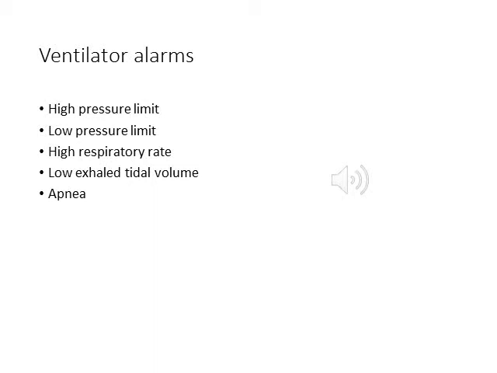Low exhaled tidal volume. This alarm is set to assure adequate alveolar ventilation is maintained. So if this alarm goes off, causes include air leaks, decreased lung compliance, increased pressure alarm trigger is going off, and every breath is terminated early. So if every breath is terminated early, that means that they're not having adequate tidal volume.